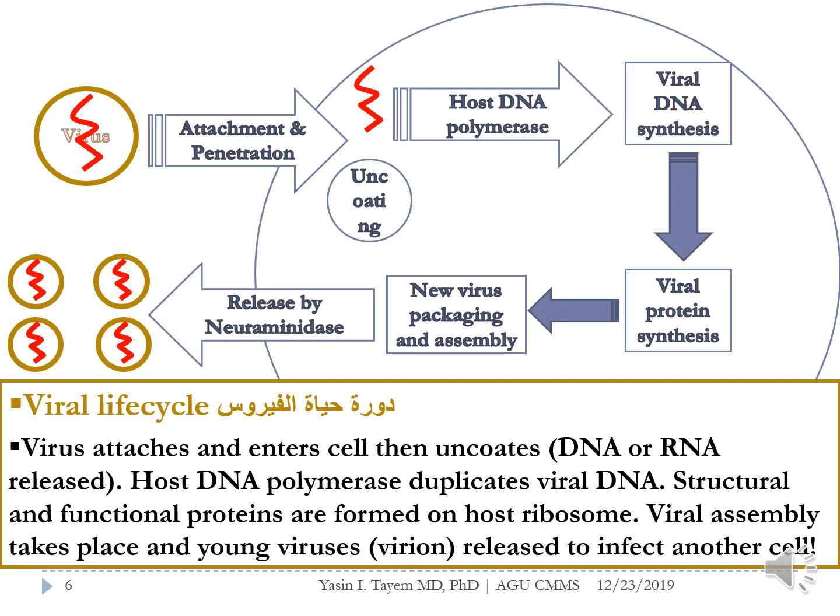Viral life cycle. Virus attaches and enters cell, then uncoats, which means that its genetic material is released. Host DNA polymerase duplicates viral DNA. Structural and functional proteins are formed on host ribosomes. Viral assembly takes place, and young viruses, which are called virions, are released from the cell to infect another cell.